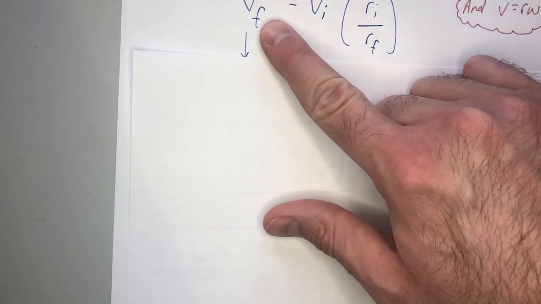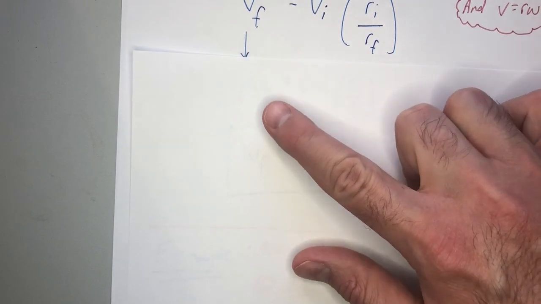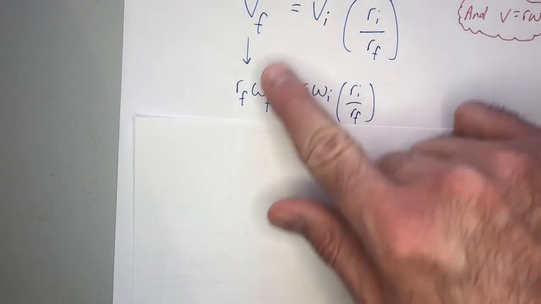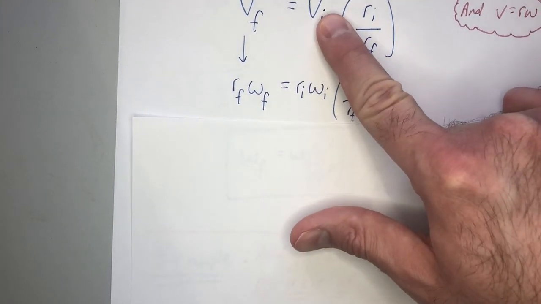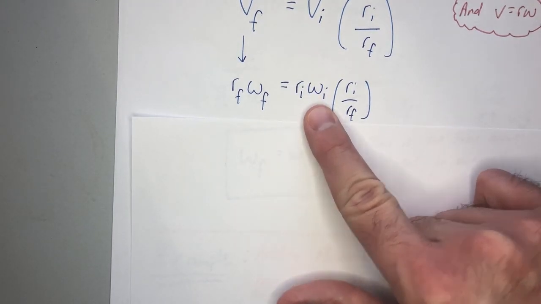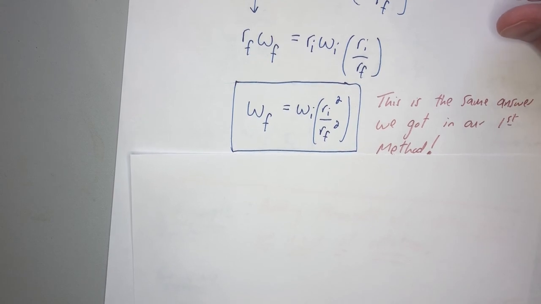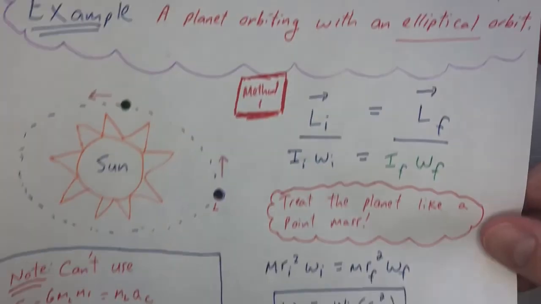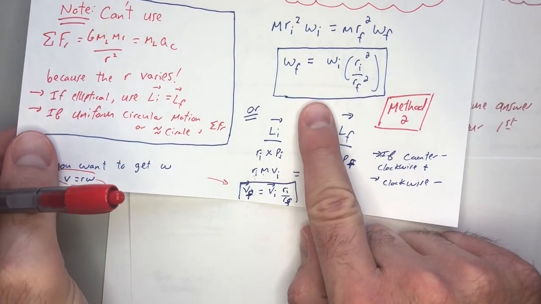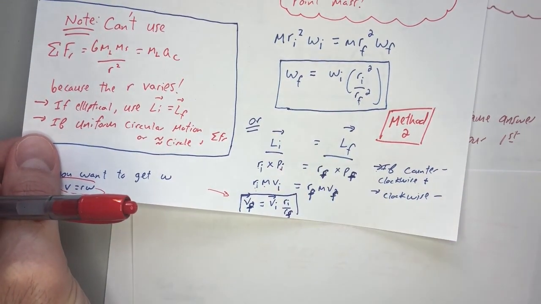and we're just going to say, hey, wherever I see a v, I'm going to plug in r times omega, so I do that. This is v final, so it's r final, omega final. This is v initial, r initial, omega initial. You rearrange it, you solve for omega final. Actually, you don't have to do that much rearranging, and you get this right here, which is exactly what we got doing it the first case way back a few minutes ago.